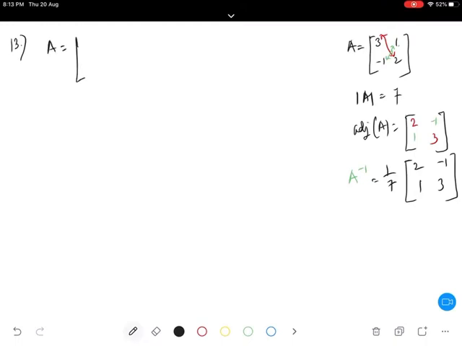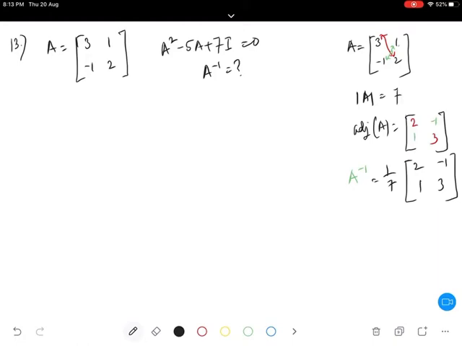So A is equal to what we have? [3, 1; -1, 2]. So this is my A. We have to prove that A squared minus 5A plus 7I equals 0, and hence find A inverse. So we have to find A inverse.